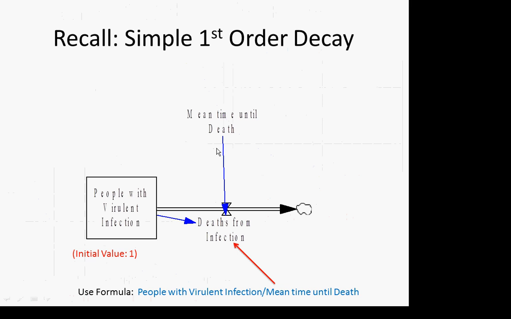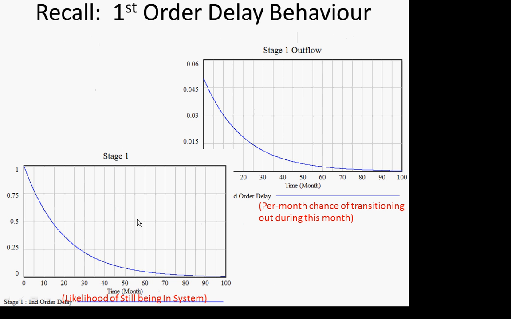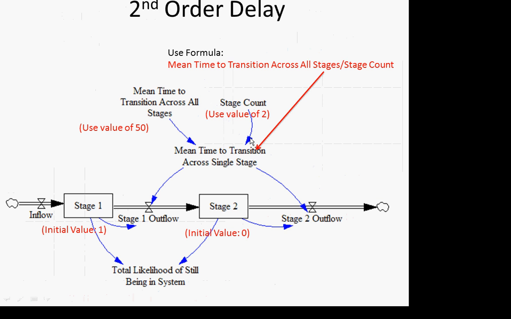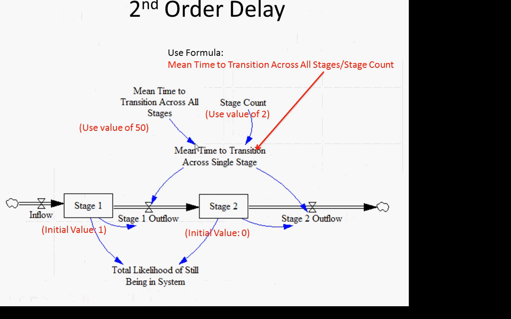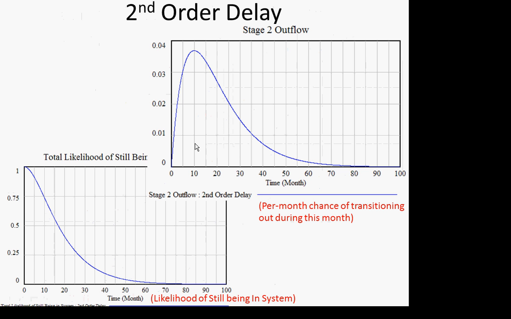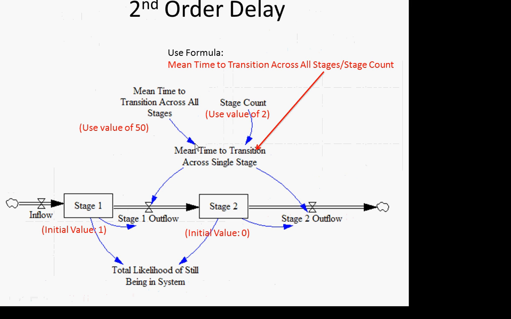Here, for a second order delay, why aren't they leaving immediately? Why is it? Well, what's the big difference between this and the first order delay? Anyone? What's the big difference? Starts at 0. Why does it start at 0? Delay of the delay. Yeah, exactly. So people come in here.